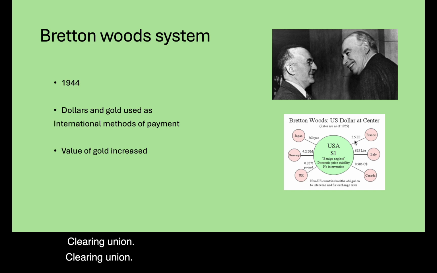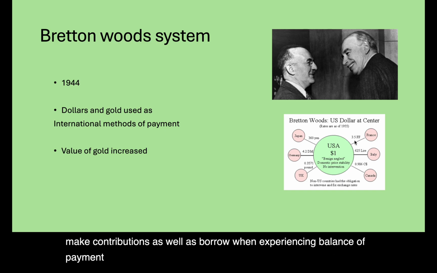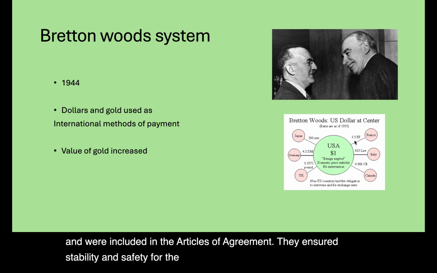Harry Dexter White proposed a currency pool where countries could make contributions as well as borrow when experiencing balance of payment deficits. Both proposals supported a stable exchange rate and were included in the Articles of Agreement. They ensured stability and safety for the economy if anything were to go wrong.